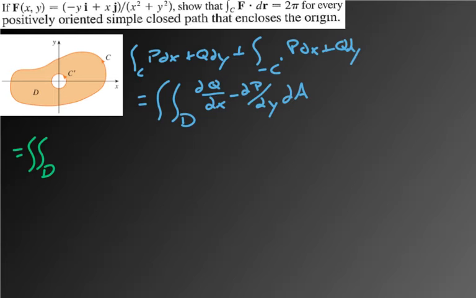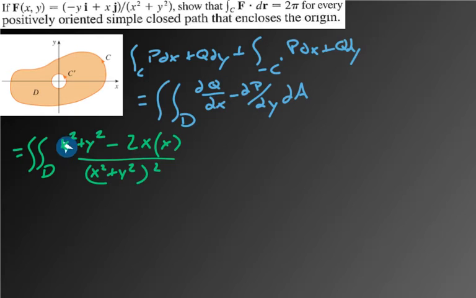The partial of Q with respect to x: Q is x over x squared plus y squared. So it's the derivative of the top, which is 1, times the bottom, minus the derivative of the bottom, which is 2x, times the top, which is x, all over the bottom squared. If you look in here, you're going to get x squared minus 2x squared, so you get a minus x squared.